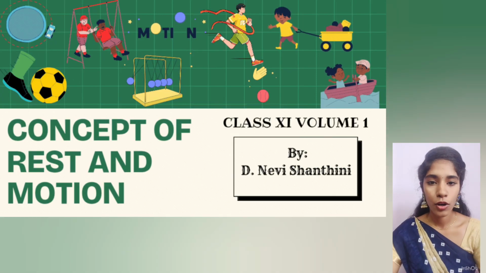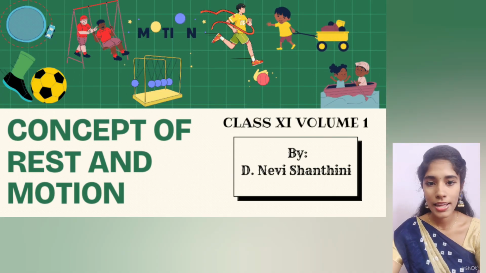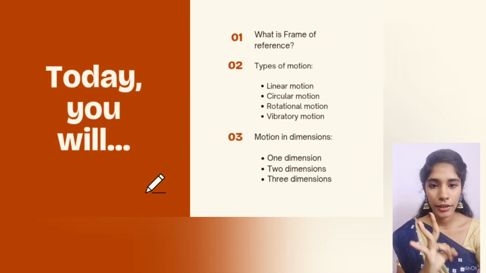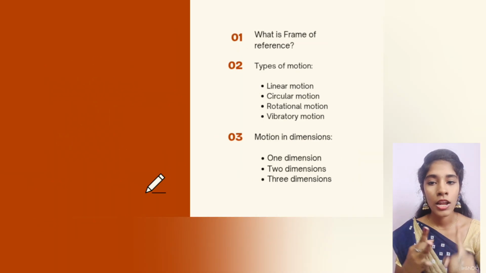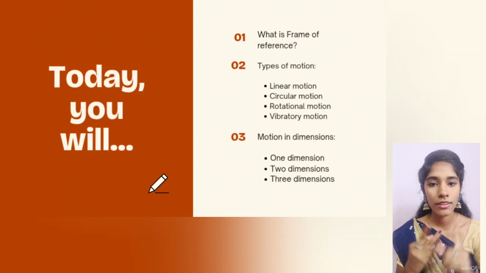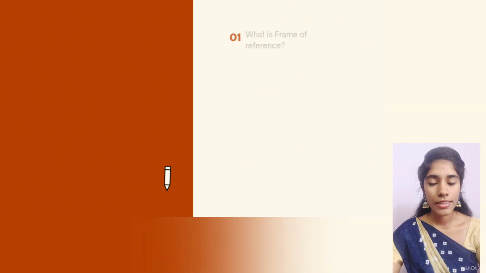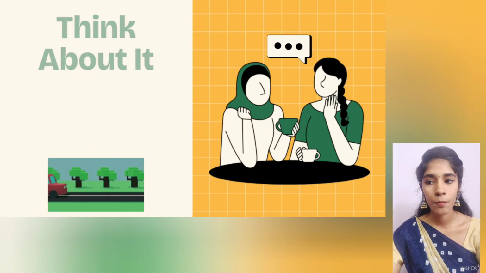Hello all. Today I am going to deal with the topic concept of rest and motion. Today we'll be learning about three main topics. First one is frame of reference, then types of motion, and motion in dimensions, that is in 1D, 2D and 3D. So first we'll be seeing about the frame of reference.